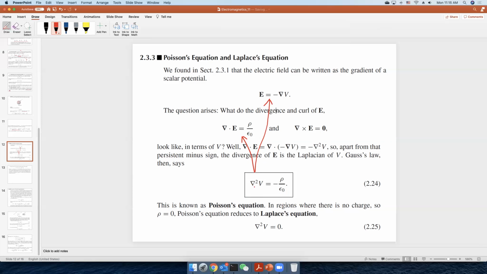Poisson's equation tells us the relationship between V, the potential, and rho, the charge. In regions where there's no charge, rho equals 0. Then this equation becomes Laplace's equation, which is del squared V equals 0. If there's no charge, Poisson's equation reduces to Laplace's equation.